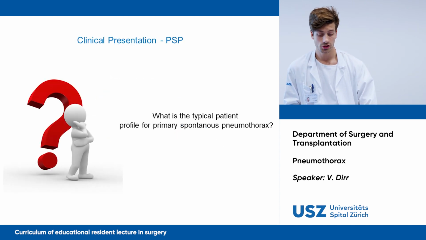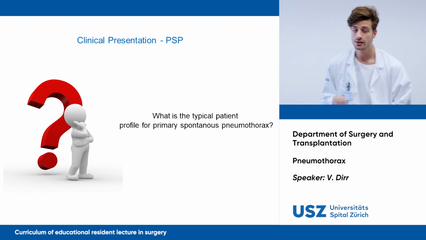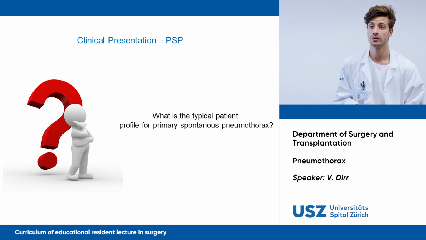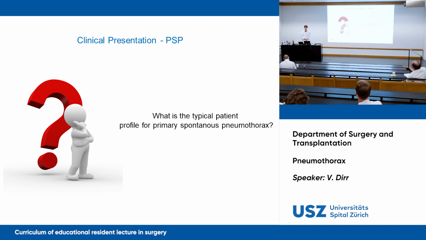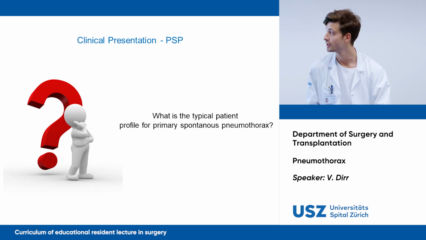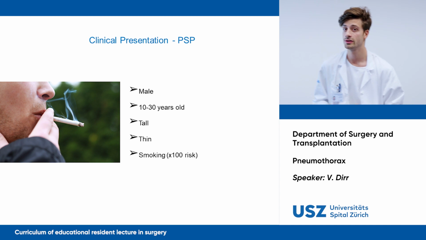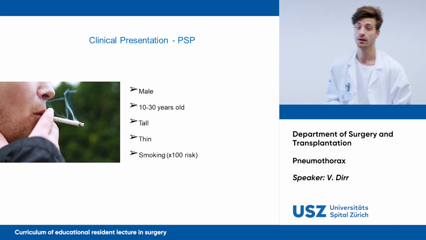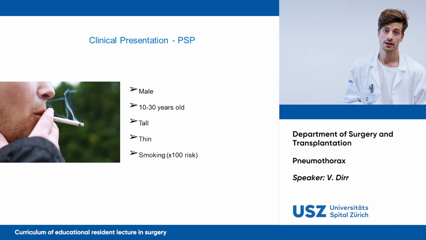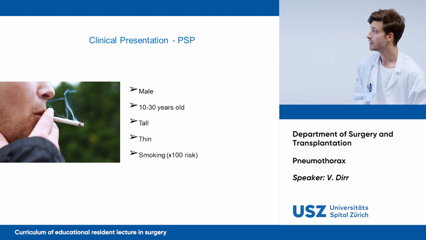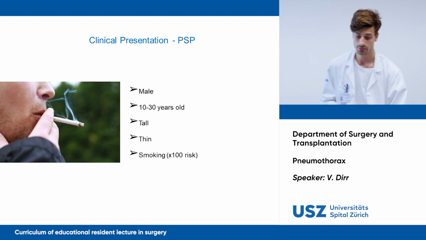My first question to you, fellow residents, is what is the typical patient profile for a primary spontaneous pneumothorax? Would it be like a young male? Tall, thin, young male, probably a smoker. It would help. That's correct. So we describe the patient as a male, around 10 to 30 years old. He's tall, he's thin, and he's smoking. Smoking up to 20 cigarettes a day increases the likelihood 100 times, and smoking cannabis increases it even more.